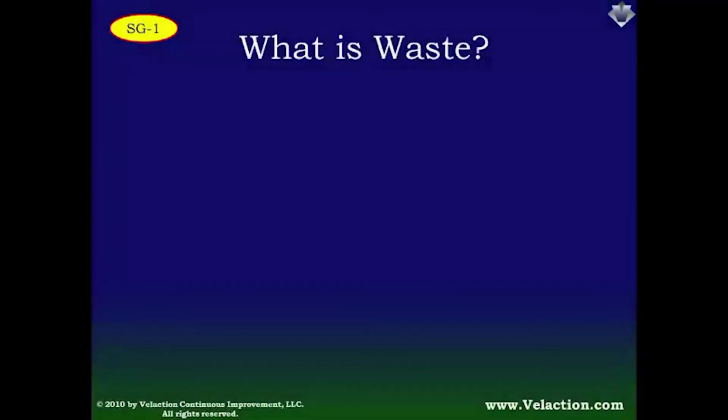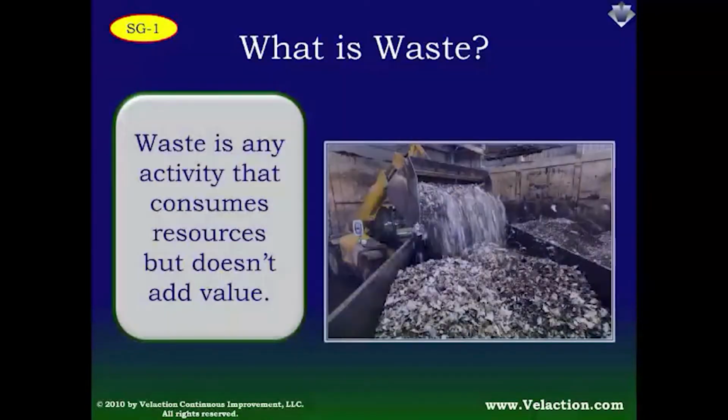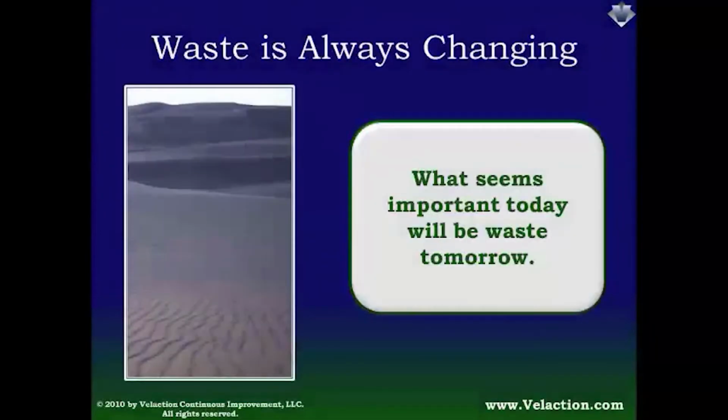A great place to start in any discussion about waste is to clearly define what it is. In short, waste occurs when you expend resources without adding value, or more accurately, without adding as much value as you could be adding. As we'll talk about in more detail later, waste likes to hide behind work that looks like it is adding value. Even more challenging for many people is the fact that something that was considered value added today will likely be thought of as waste at some point in the future.